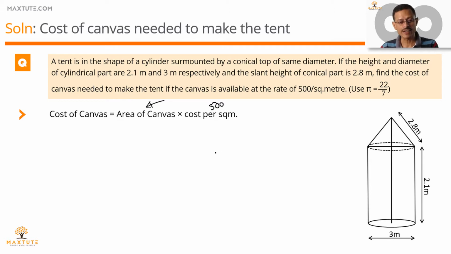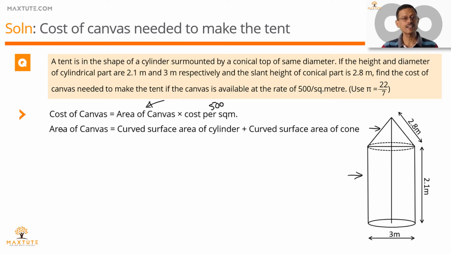Area of the canvas required: the bottom is a cylinder, the top is a cone. The curved surface area of the cylinder plus the curved surface area of the cone together will give us the area of the canvas required. So let's find that out. Let's find out the curved surface area of the cylinder. That's 2 pi r h. For the cone, it would be pi into r into L, where L is the slant height. They've asked us to use the value of pi as 22 by 7.